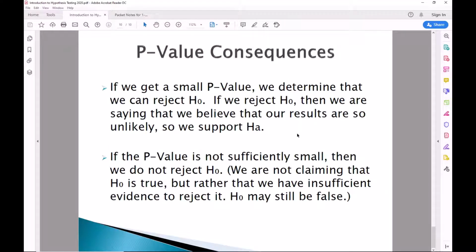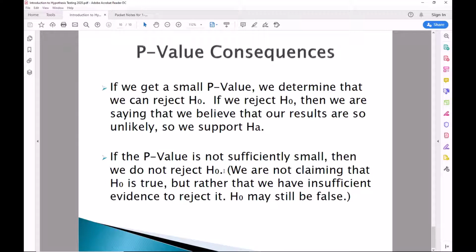All right, if we get a small p-value, we can determine that we can reject H0. If we do that, then we are saying we believe that our results are so unlikely that we're going to choose to support HA. Now, you don't really make conclusions with HA or accept HA. We're either going to reject or fail to reject H0. When a p-value is small, we'll reject it. If a p-value is not sufficiently small, then we will not reject H0.